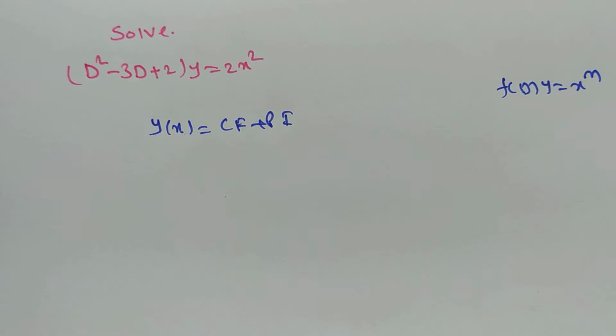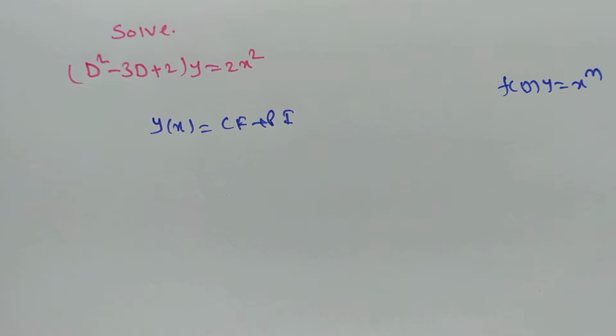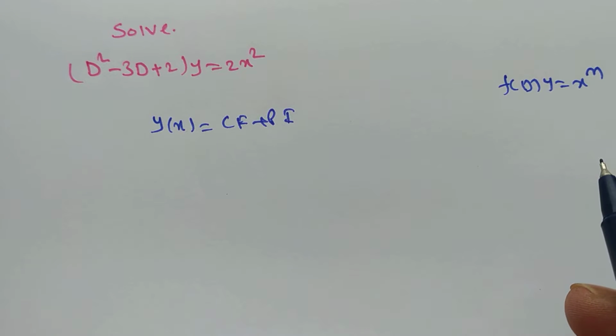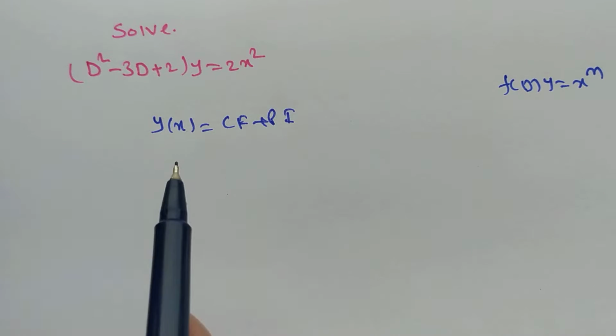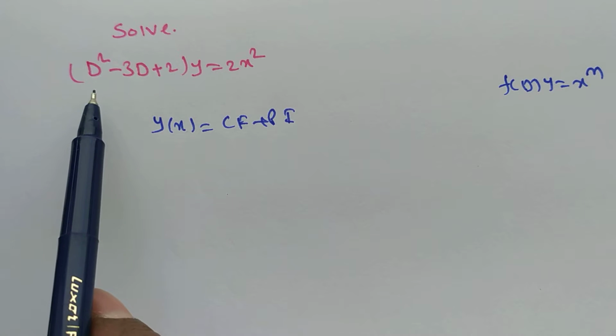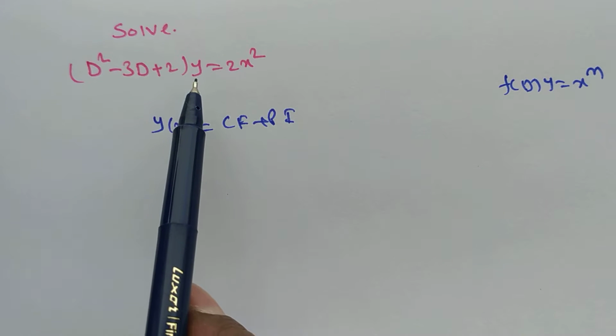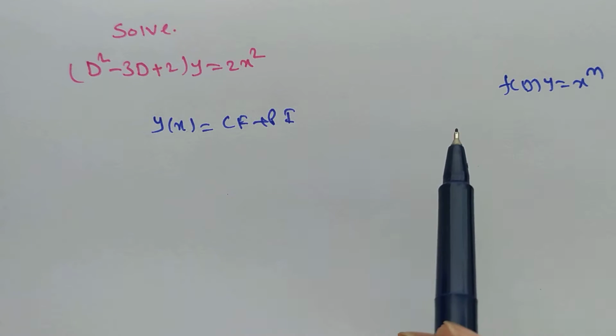Hi friends, in this video we are solving problems on f of D into y is equal to x to the power of m. Nothing but linear differential equations with constant coefficients problems we are doing. The given problem is: solve (D square minus 3D plus 2) y is equal to 2x square.